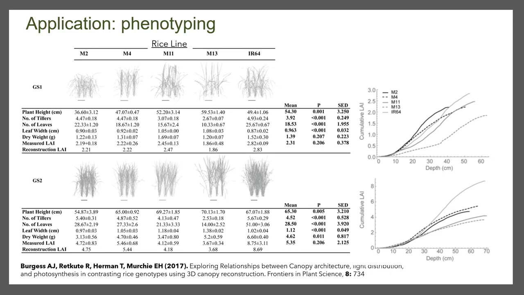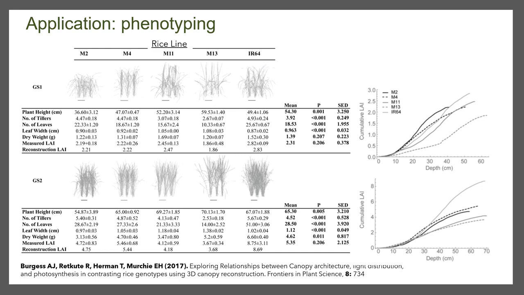So one application of this would be phenotyping, and this is a process that I've used in the past. This slide just shows some examples of five architecturally contrasting rice lines. There's a number of manual measurements given within the table, but then there's also digital measurements which can be taken from these canopies. The little thumbnails of the canopies show the final reconstructed rice canopies, and it's already clear to see that there are some big differences between these lines.